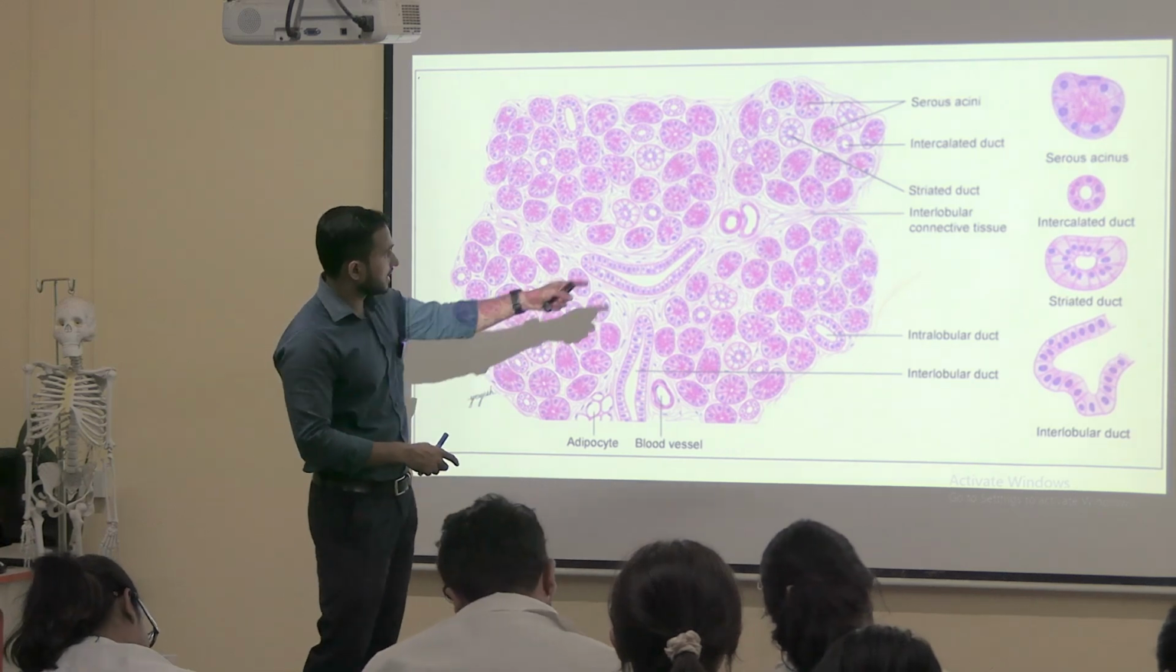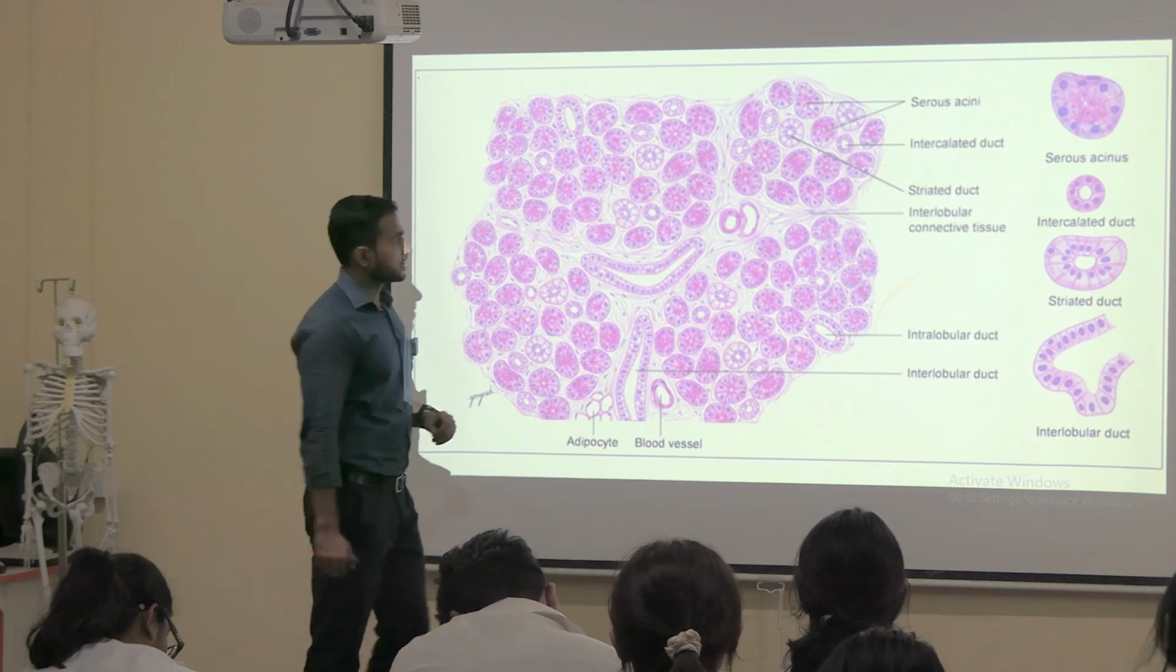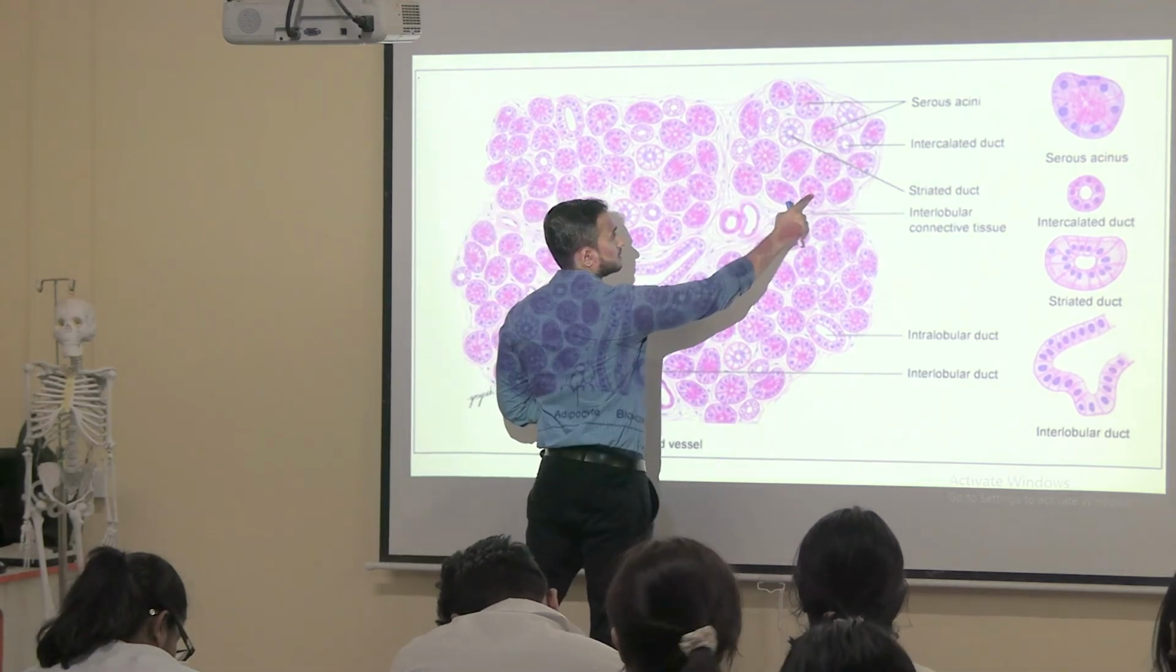So here, can anyone identify which are acini and which are ducts? जैसे देखो ये सब क्या है? What are these?